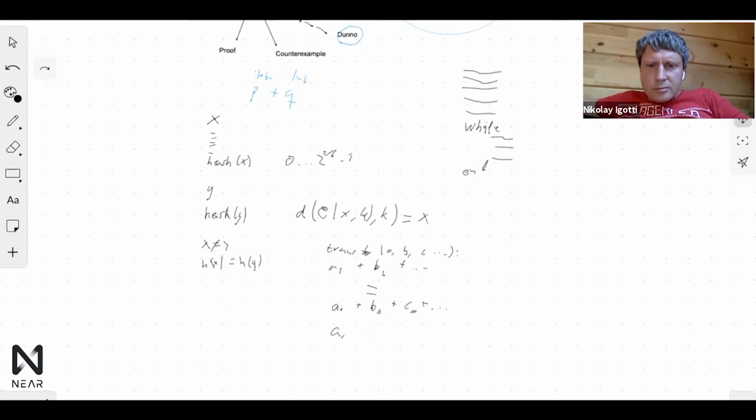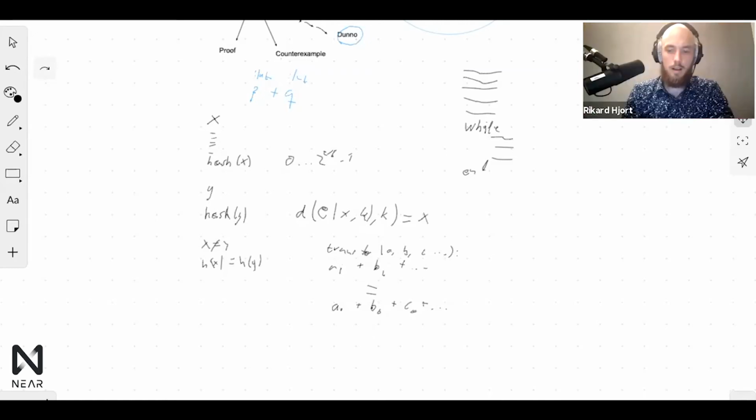Actually, let me do this by text. That's easier. So A_i, B_i, etc. The ingoing balances are all larger than 0, that's going to imply that all the outgoing balances are larger or equal to 0, for example. And that's another property you might want to prove.